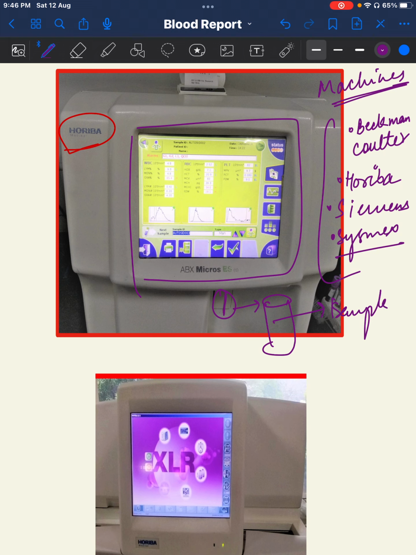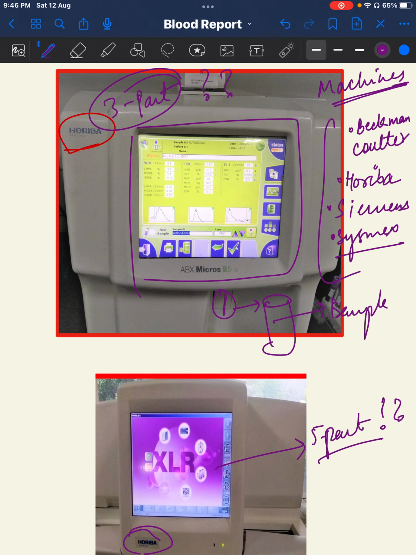Okay. Now this is again from Horiba, but it is the five-part machine. So it is five part. Okay. This is three part. What does this mean? What is five part? What is three part? I'll just tell you. But in this machine, here we will put the rack of 10 samples. So there will be a rack in which I'll place 10 samples in order and they will be run in a single go. Okay.